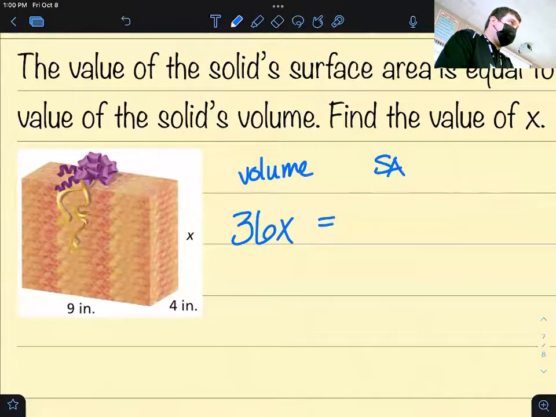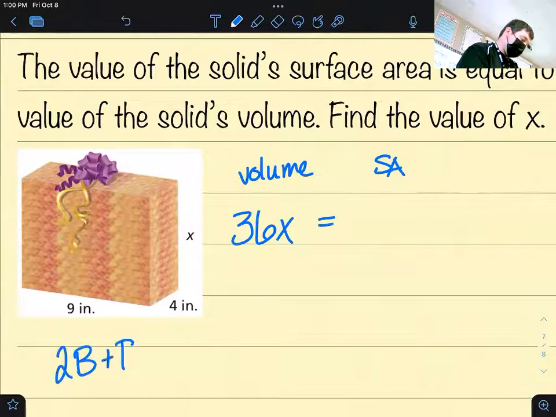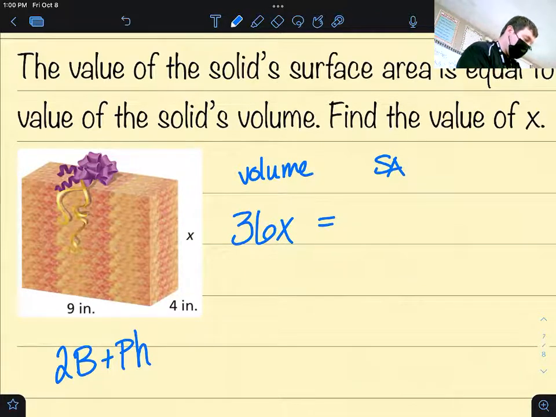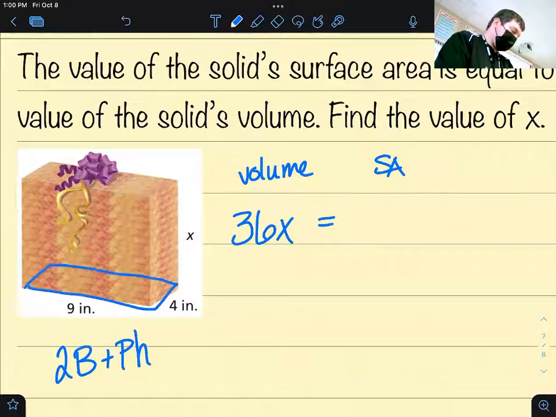Well, what I would do is use my 2B plus Ph formula, which we just did last chapter. That's why we did chapter 8 before chapter 1, because you see questions like this. And I would make this my base. So 2 parentheses, I'm going to plug in for B. What am I multiplying to get the base area? Chloe?